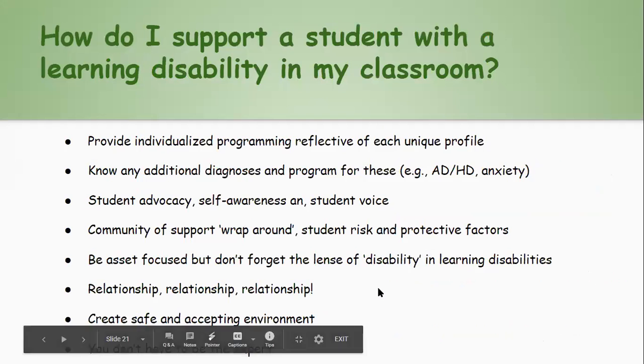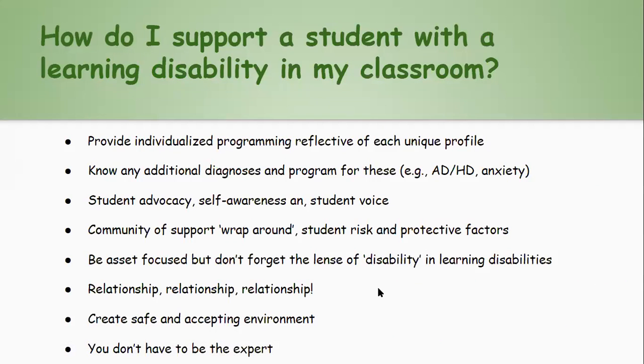And then lastly, just a few pointers on how to support your student with a learning disability in the classroom. So first and foremost, really look at the program and making sure that it is individualized for the student. So every student with a learning disability is unique and their profile is unique. So really taking the time to understand a student's profile of strengths and weaknesses, and pay close attention to those processing deficits when you're guiding your accommodations and your differentiation.